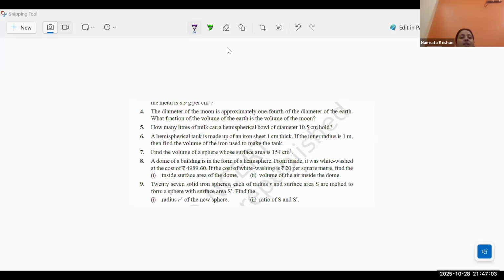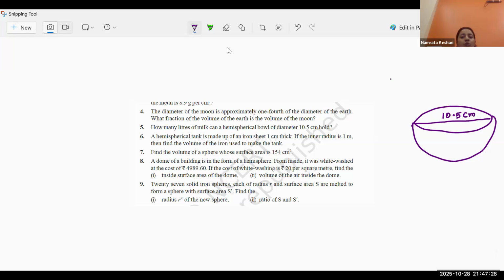How many liters of milk can a hemispherical bowl of diameter 10.5 centimeter hold? A hemispherical bowl you are having. The diameter of this bowl is given over here as 10.5 centimeter. How many liters of milk can this bowl hold? See, volume of the sphere is 4 by 3 pi r cube, and for the hemisphere, it's half of that volume.